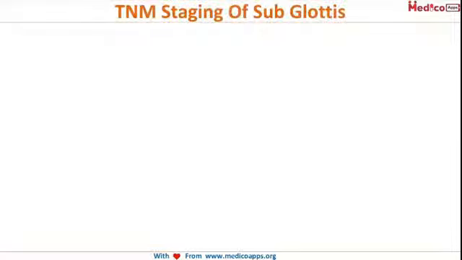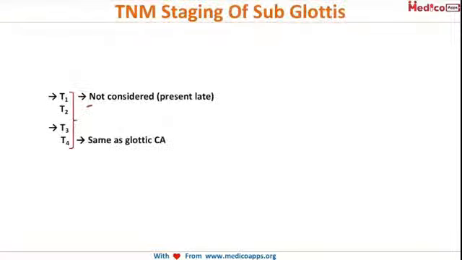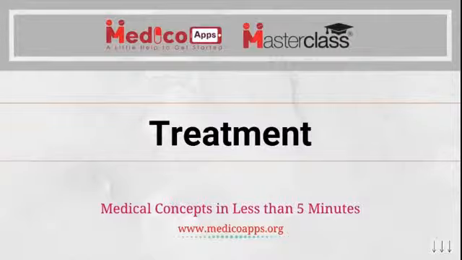Okay, now let's look at the TNM staging of subglottis cancer. T1 and T2 are usually not considered because this cancer presents very late, okay? And T3 and T4 is easy for you to remember. It's same as that of the glottic cancer, okay? With that note, let's now proceed to the treatment of carcinoma larynx.